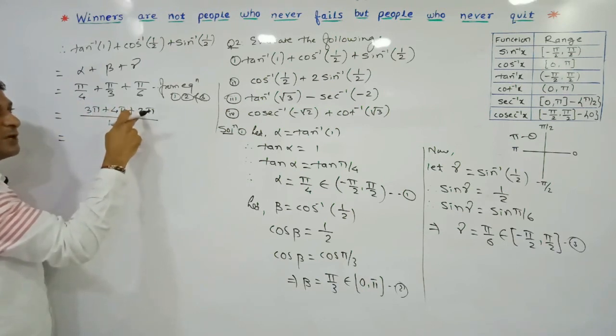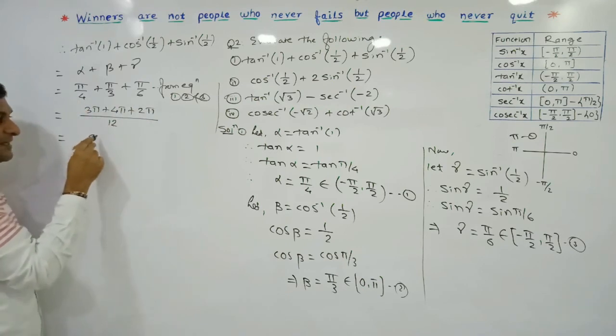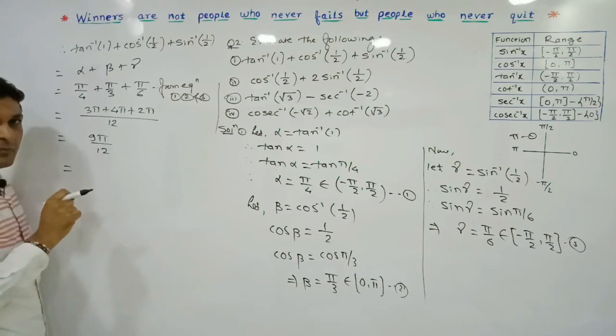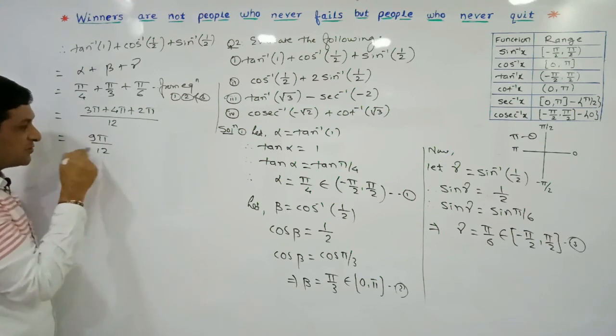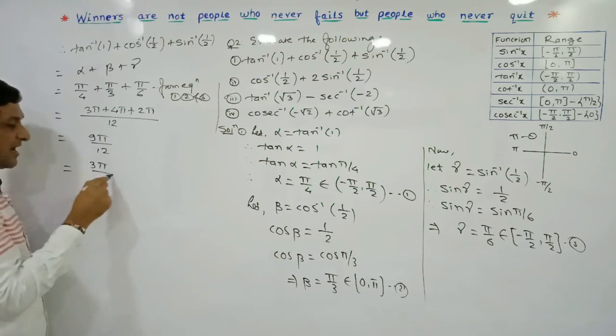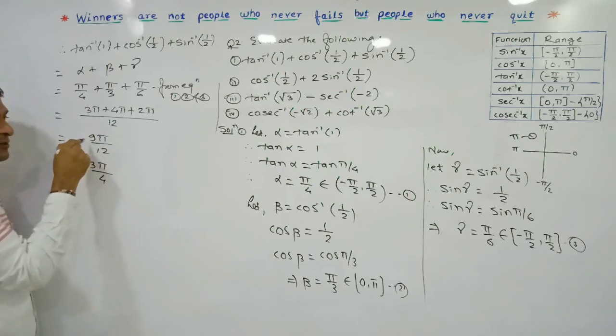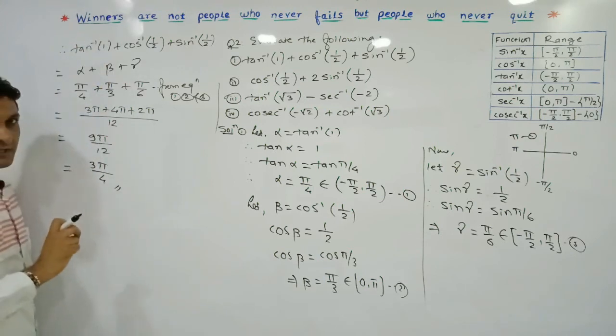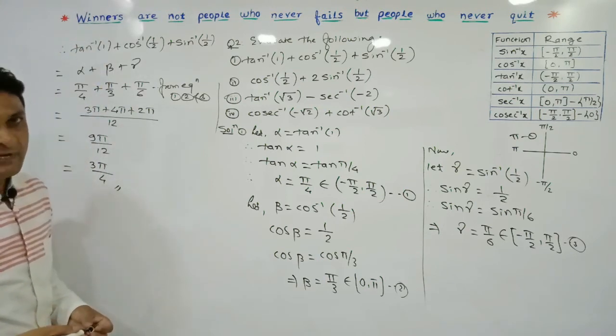4 plus 2 is 6. 6 plus 3 is 9. 9 pi divided by 12. Both the numbers are divisible by 3. If we divide the numerator and denominator by 3, we will get 3 pi upon 4. In this way we will get the addition of these three inverse trigonometric functions.